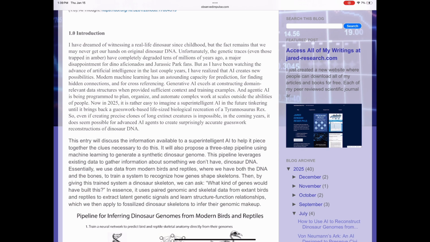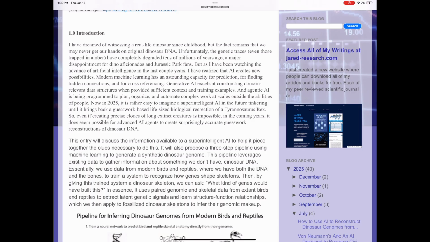But as I've been watching the advance of artificial intelligence in the last couple years, I've realized that AI creates new possibilities. Modern machine learning has an astounding capacity for prediction, for finding hidden connections, and for cross-referencing. Generative AI excels at constructing domain-relevant data structures when provided sufficient context and training examples. And agentic AI is being programmed to plan, organize, and automate complex work at scales outside the abilities of people. Now, in 2025, it's rather easy to imagine a superintelligent AI in the future tinkering until it brings back a guesswork-based, life-sized biological recreation of a Tyrannosaurus rex.